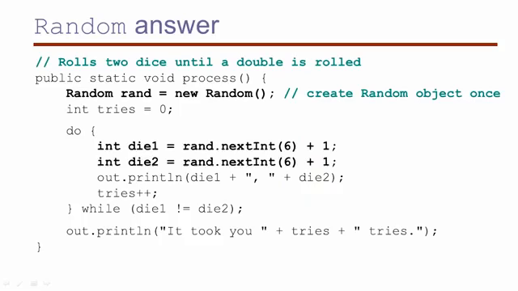We first create a Random object, and we declare a cumulative sum variable to keep track of the number of rolls. Then, in a do-while loop, we get a random number in the range 1 to 6 for each die and print out their values. We also increment our variable that is keeping track of our number of rolls, and we keep doing this while the two dice are different. When we finally roll a double and both dice have the same value, we exit the loop and print the final message.